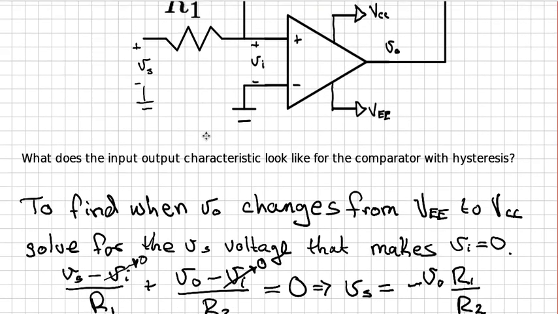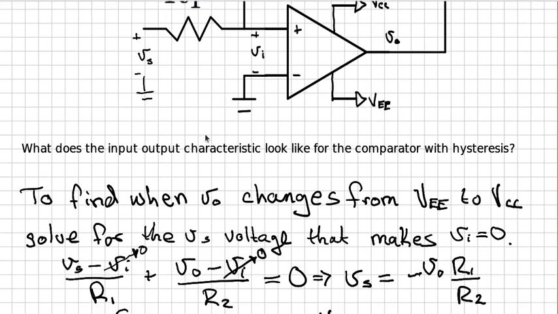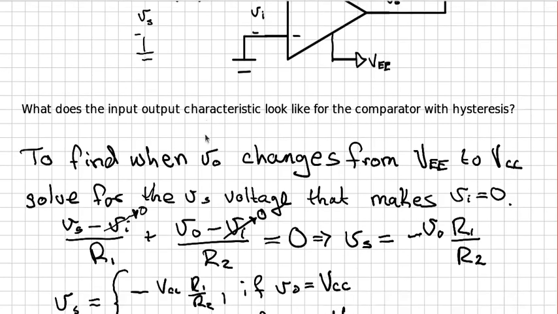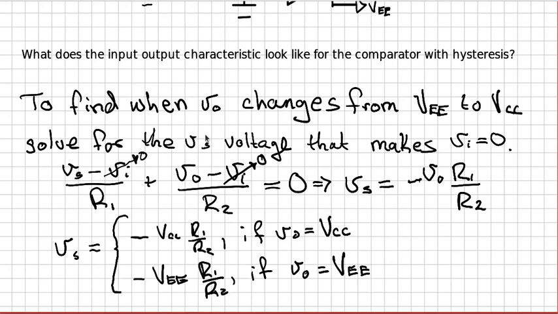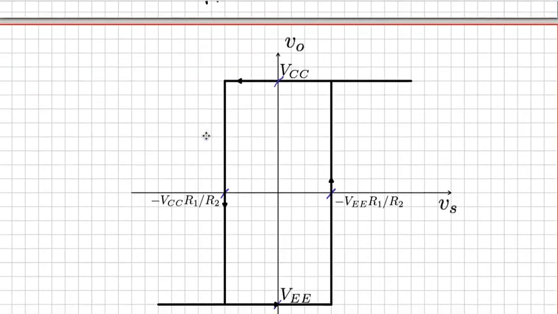If we set those two equal to 0 and solve, we'll get for an answer for the voltage Vs that causes a change to happen. And in general, it's minus V out R1 over R2. Recalling that V out has two values, either VCC or VEE, we actually get this final equation for the switching voltage at which switching occurs. So let's look and see what that curve might look like.